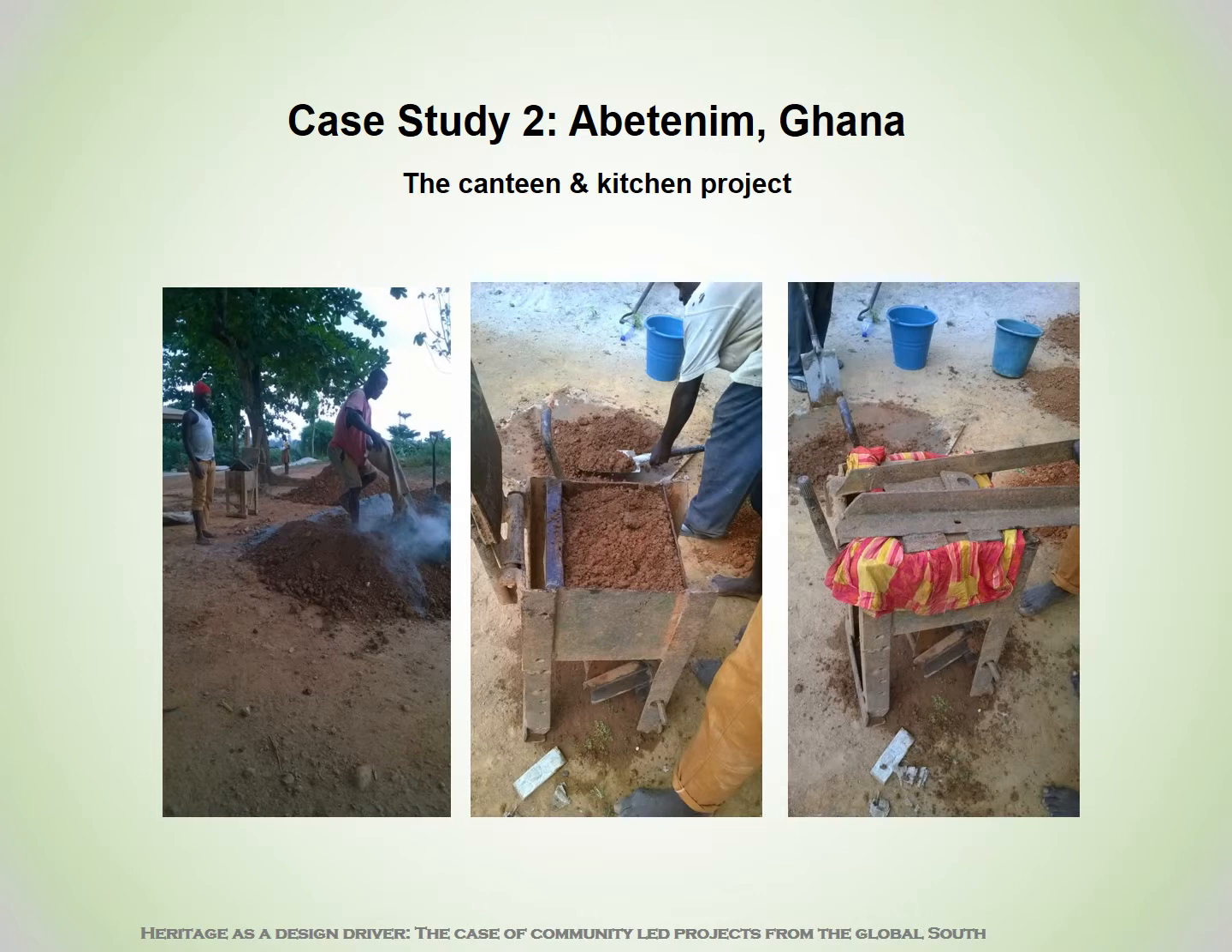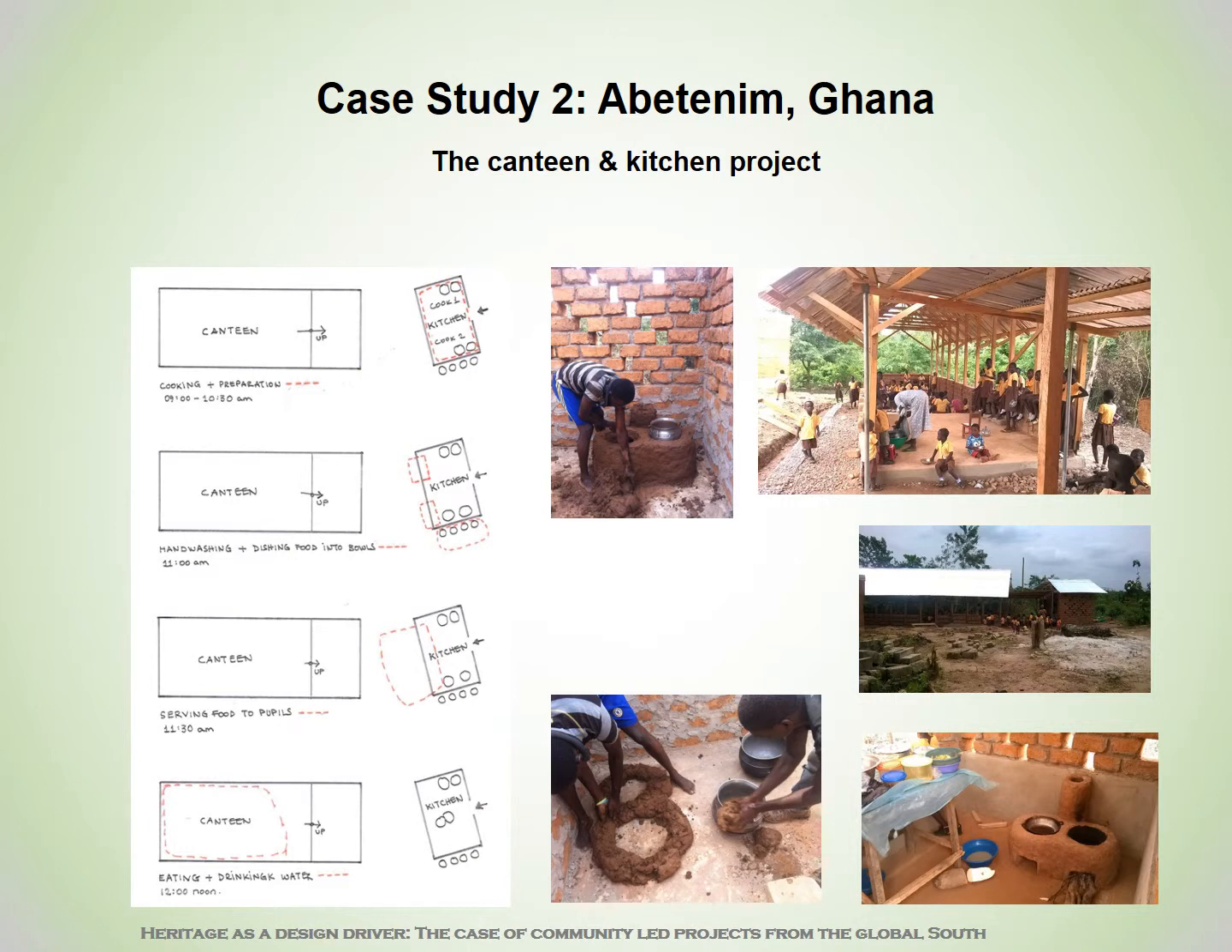For instance, by adding pozzolana into the traditional mix of earth and water, we were able to develop a type of earth brick relevant and useful for the local Abetenim community, with enough strength to deal with the worsening rainfalls. The canteen project was developed in consultation with and involvement of the community.